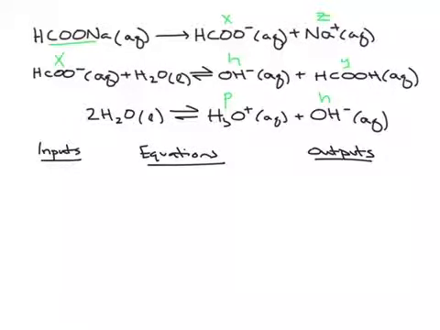So the inputs that we know: Xi is equal to 0.25. We know that Yi over here is 0 because none of that has had a chance to form yet. One important thing to note is that Zi is actually going to be equal to the concentration of Xi because it's completely dissociated.